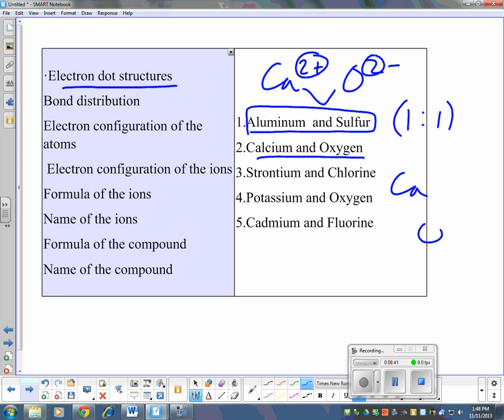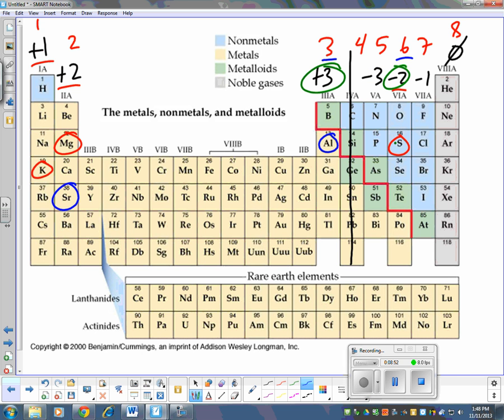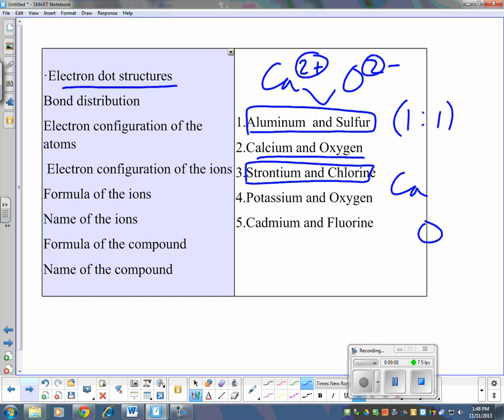I'm going to do one that's a little bit more difficult. We'll do strontium and chlorine. So I go back to my magic periodic table. Strontium is right here, charge is 2 plus. Chlorine is right here, charge is 1 minus. So I'm going to go back over here, and I'm going to do it on the next slide.